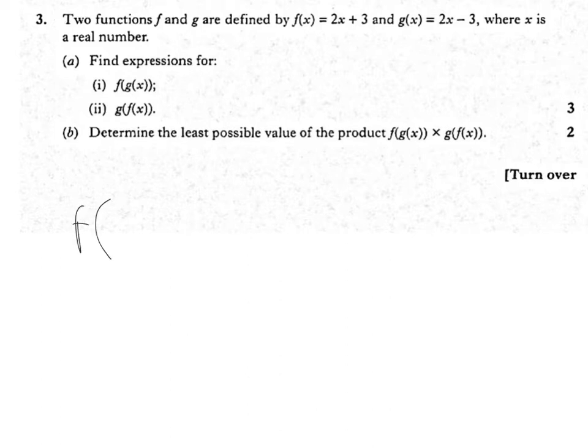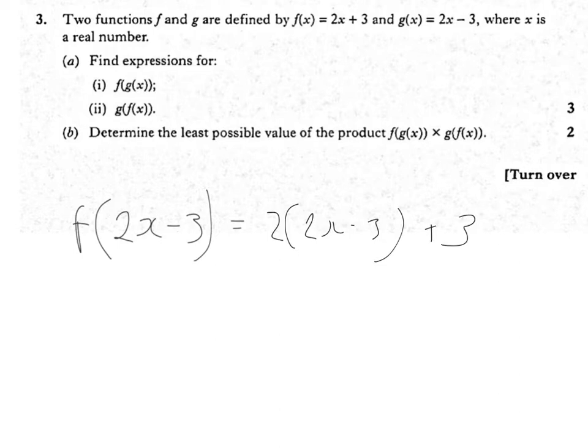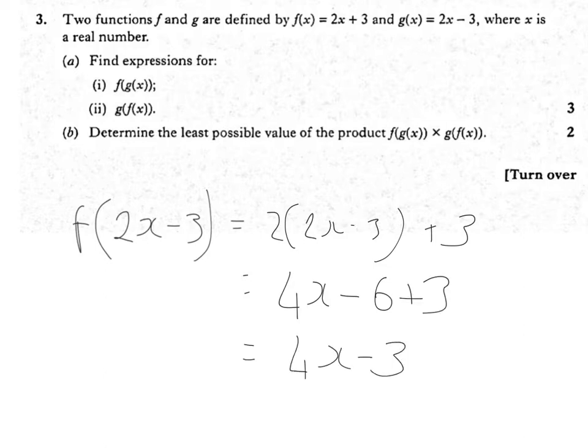Well, f of g of x is f of, quick substitution, g of x is 2x minus 3, so that's f of 2x minus 3. Now my f function is whatever's in the bracket, double it and add on 3. I've just opened that up, so it's going to be 4x minus 6 plus 3, which is 4x minus 3.